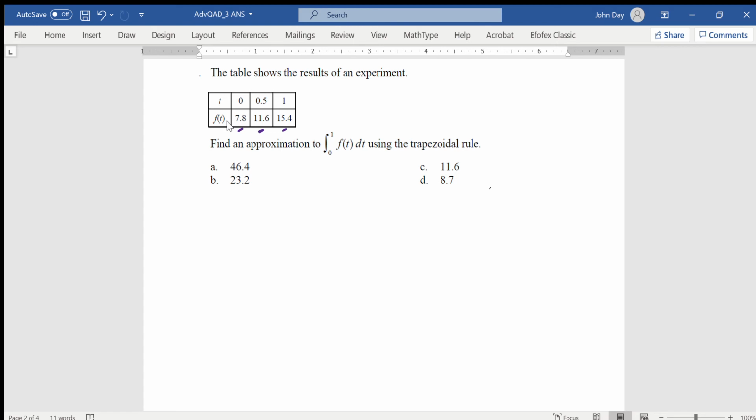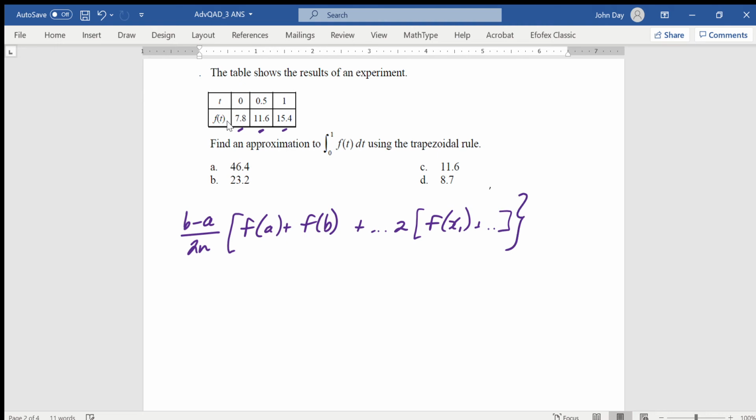They want the trapezoidal rule, so I'm going to write that down off the formula sheet for you. The trapezoidal rule says b minus a on 2n, and then it's got f of a plus f of b plus twice all the f of x1 in the middle. So that's what the trapezoidal rule says on the formula sheet.